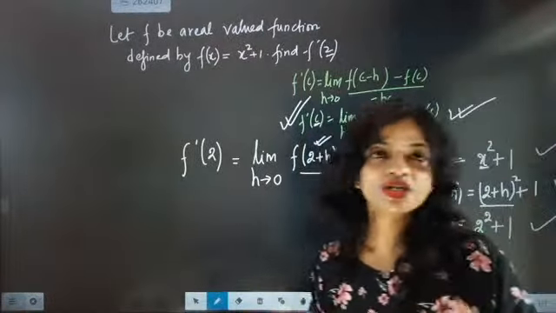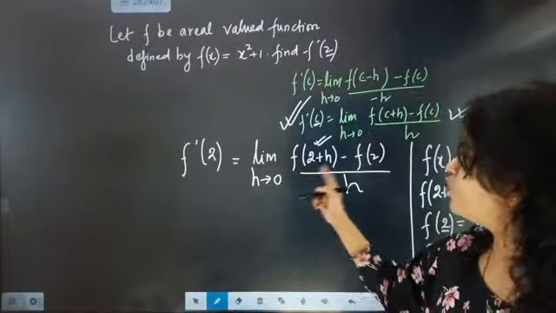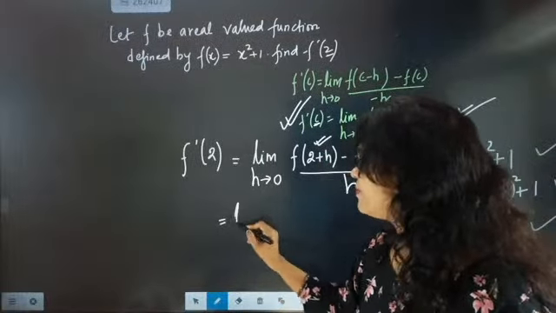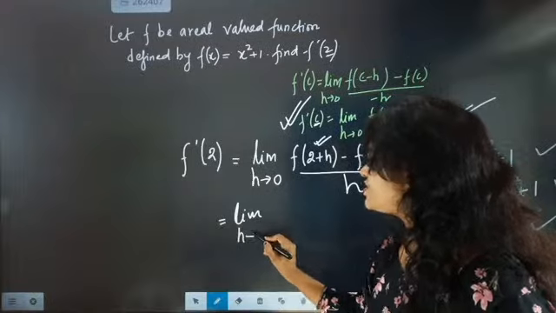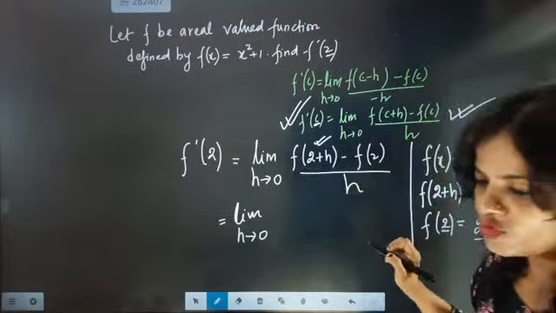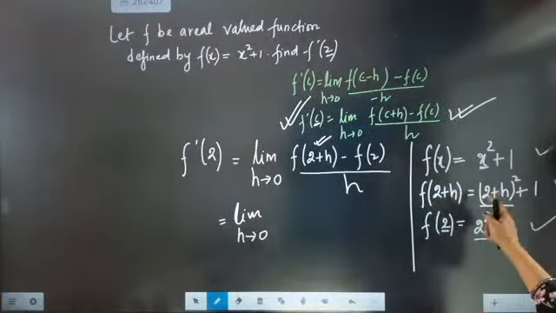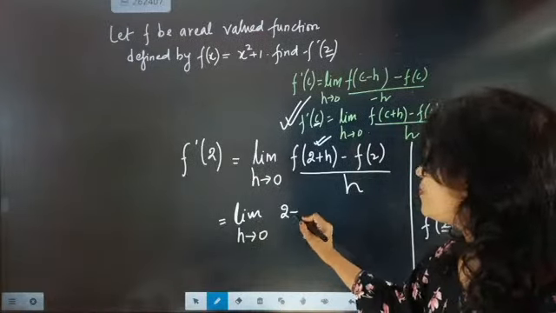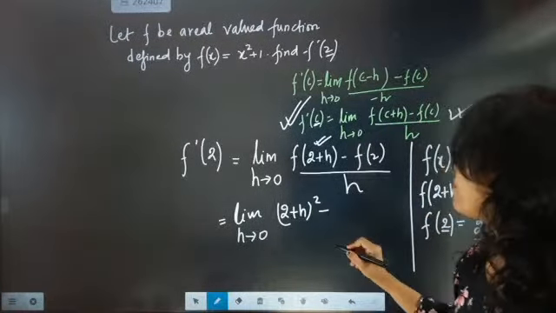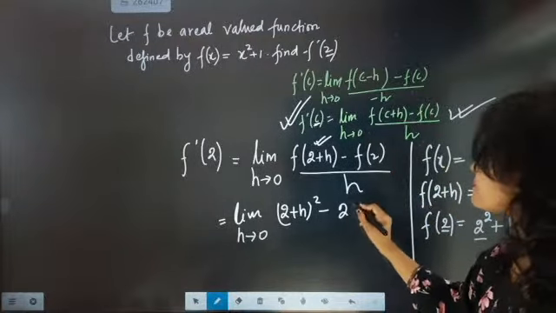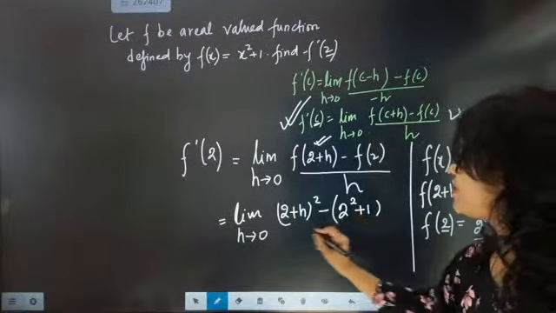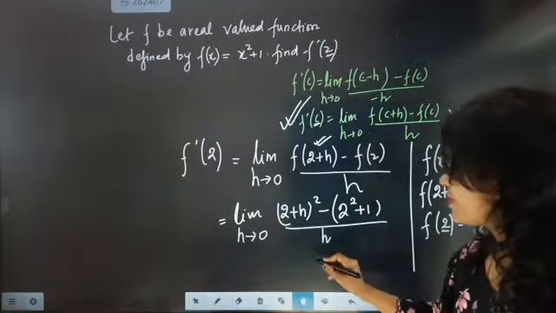Now you have to just substitute f(2 + h). So here it will become limit h tends to 0. F(2 + h) is there, so you are going to write (2 + h) whole square, minus f(2), which will become 2 square plus 1, and h will be down there.